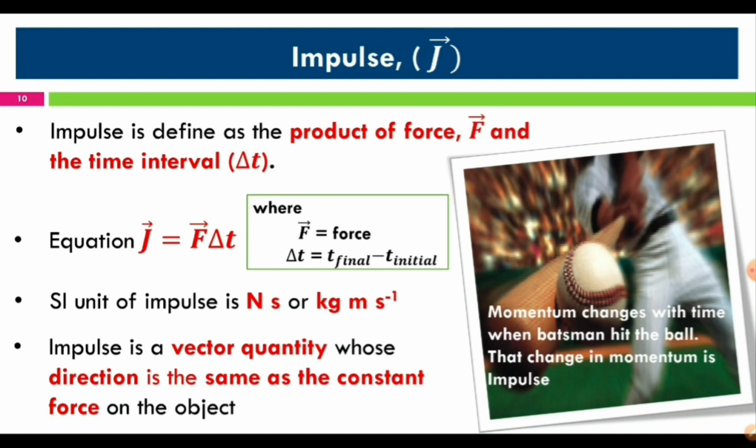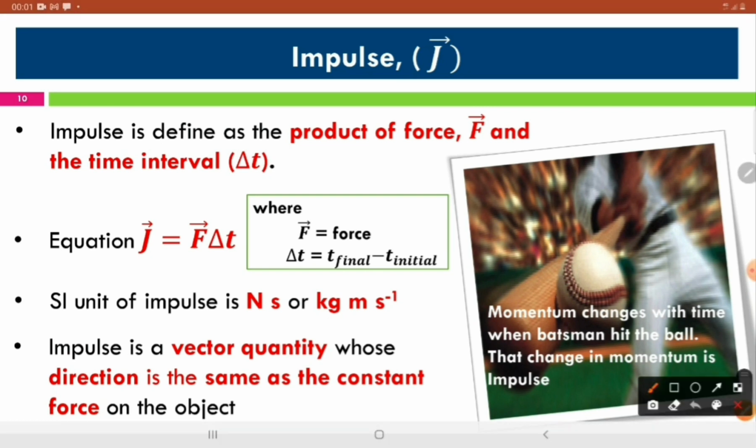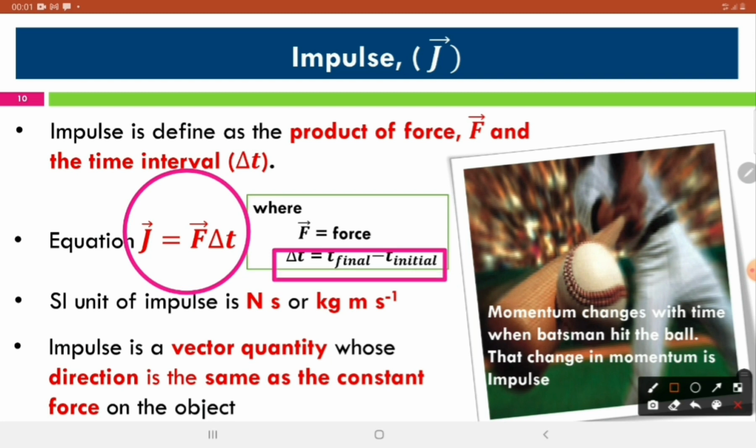What is impulse J? Impulse J is defined as the product of force and time interval delta t, also known as time of impact. Mathematically, to calculate the impulse J, you can use the formula J = F delta t. F here represents the force, or specifically known as impulsive force, and delta t represents the time interval, also known as time of impact. To calculate delta t, you can use t final minus t initial.